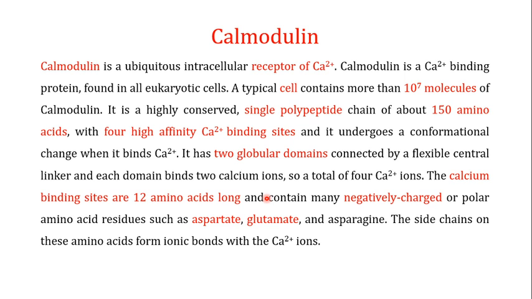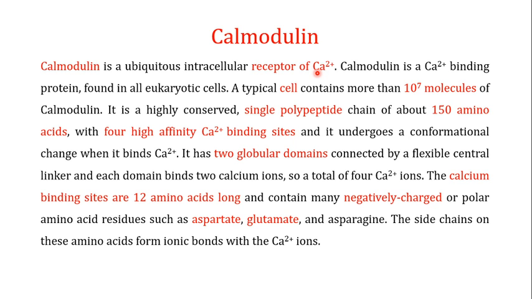Now, if you remember when we were discussing the homeostasis of calcium, I told you that some of the calcium binds to a cytoplasmic protein, which was calmodulin. So now we are going to have a detailed discussion on this calmodulin. Now this calmodulin is a ubiquitous intracellular receptor of calcium.